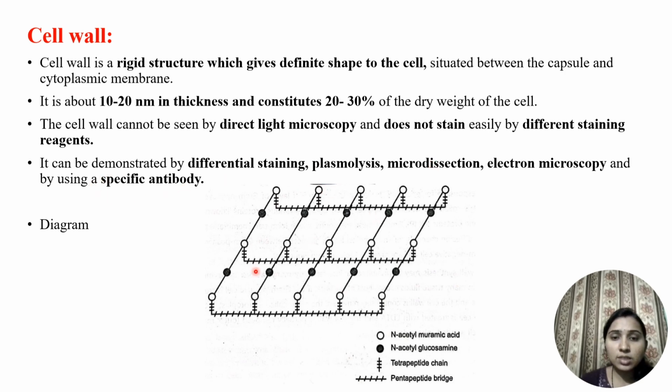Here you can see the structure of the cell wall and the components present in it. The blank circle is the N-acetylmuramic acid, short form NAM, and the dark circle is called the N-acetyl glucosamine, that is the NAG. The small horizontal line on the vertical line is called the tetrapeptide chain, and the horizontal line on the short vertical line is called the pentapeptide bridge. So these are the main four components of the cell wall.